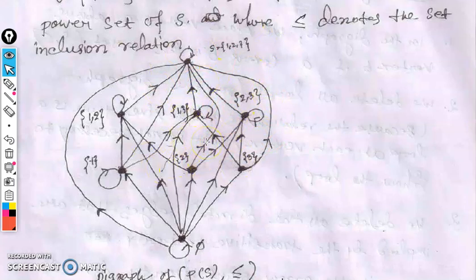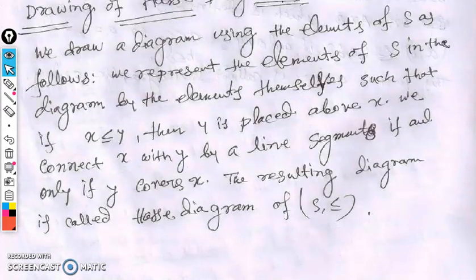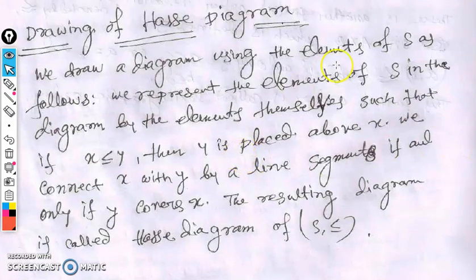When you construct the arrow diagram, it becomes too critical according to the diagram for only 8 elements. So for that reason, when it forms a poset, we must consider the Hasse diagram. This is the procedure of drawing a Hasse diagram. We draw a diagram using the elements of S as follows. We represent the elements of S in the diagram by the elements themselves, such that if X is covered by Y, then Y is placed above X.